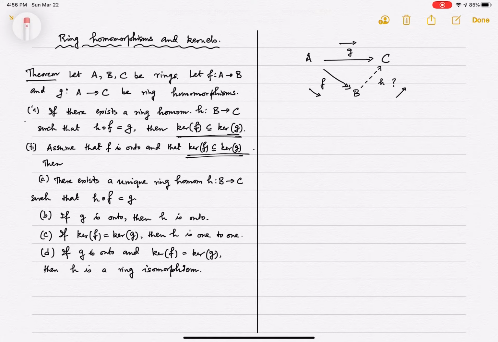If G is onto, then H is onto. If the kernels are actually equal, then H is 1 to 1. And part D is just pulling together B and C. So if G is onto and the kernels are actually equal, then H is 1 to 1 and onto. So it's a bijection. From part A, I already know it's a ring homomorphism, so it has to be a ring isomorphism.